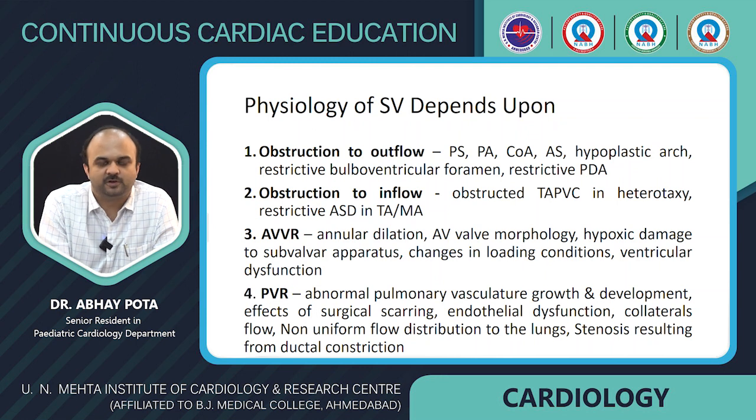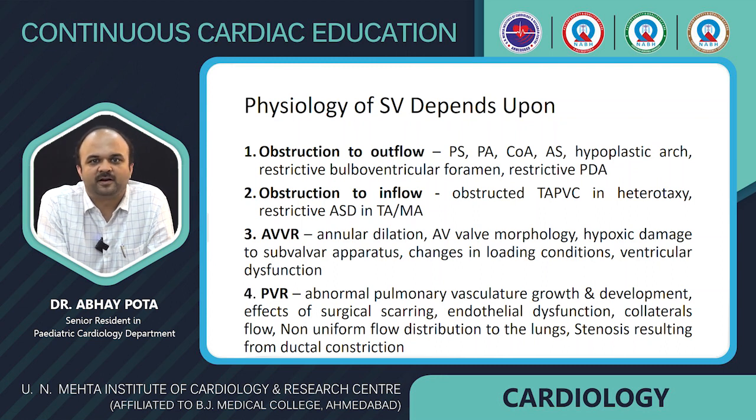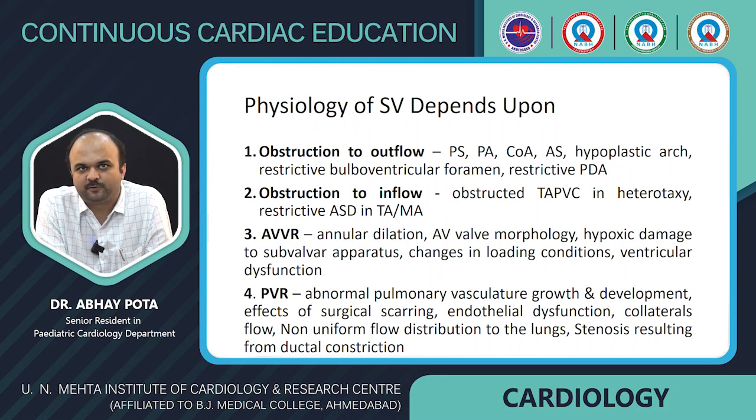So, discussing the physiology of single ventricle. Physiology of single ventricle depends upon obstruction to outflow, obstruction to inflow, AV valve regurgitation, pulmonary circulation and pulmonary vascular resistance, and ventricular function. Obstruction to outflow can be seen in case of pulmonary stenosis, pulmonary atresia, coarctation, aortic stenosis, hypoplastic arch, restrictive bulboventricular foramen or restrictive PDA. Obstruction to inflow can be seen in case of obstructed TAPVC in cases of heterotaxy, restrictive ASD in case of tricuspid atresia or mitral atresia.